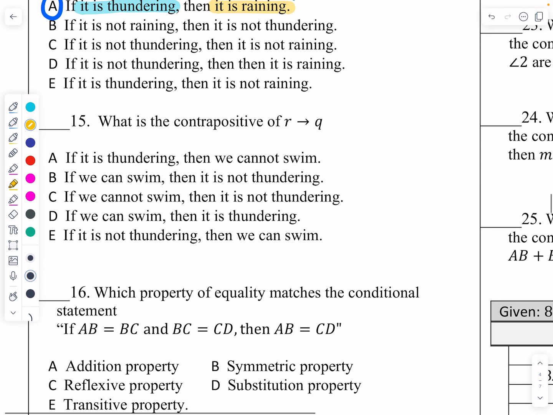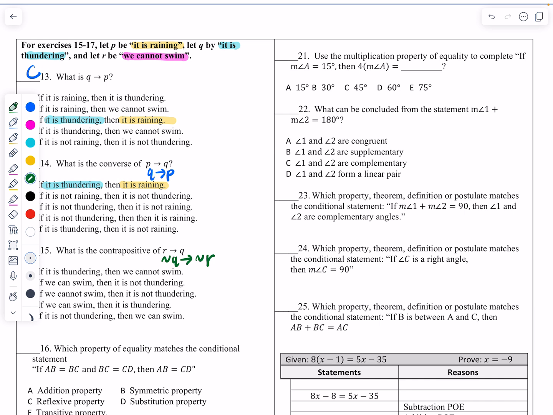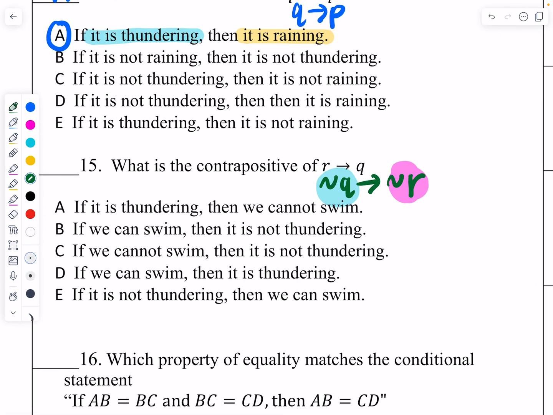All right, 15. What is the contrapositive of if R then Q? Well, if that's our conditional statement, what's the contrapositive? It's going to be if not Q, then not R. So let's do that in colors real quick. R was pink, so we're going to go if not pink, then... let Q be, it is thundering, so it's going to be if not blue, and then not R, so it's going to be not pink. So not blue, not pink. If it is not thundering, then we can swim. So if it is not thundering, then we can swim. That is going to be E. 15 is E. That is our contrapositive.